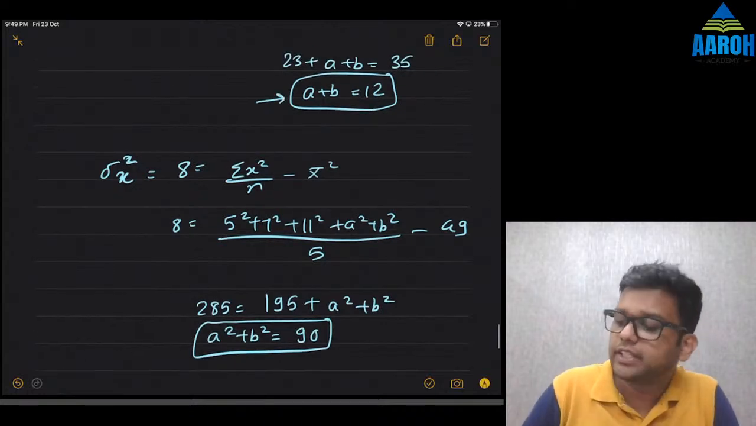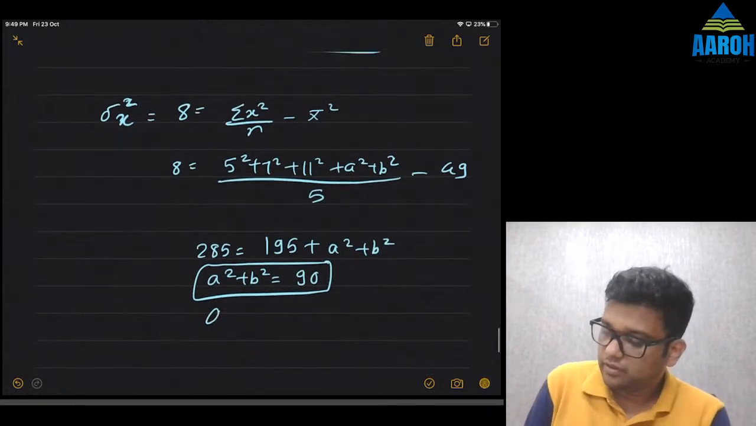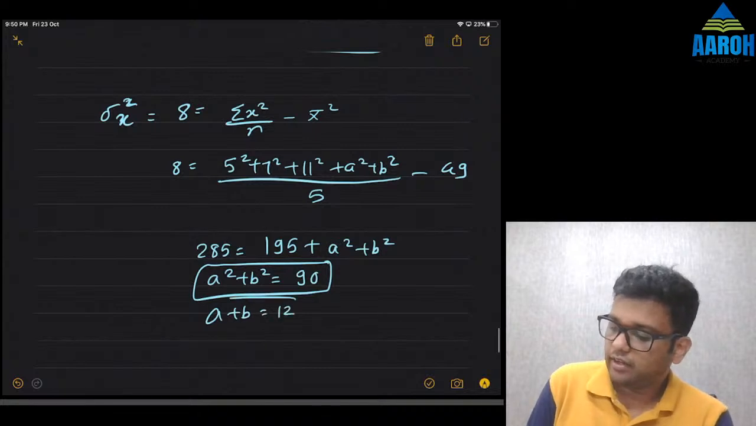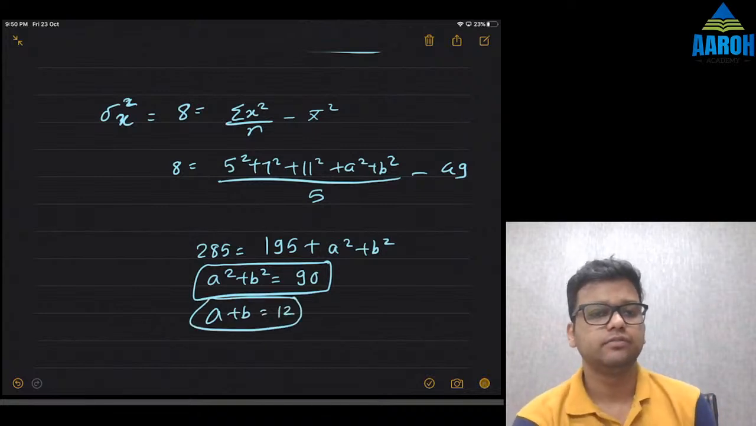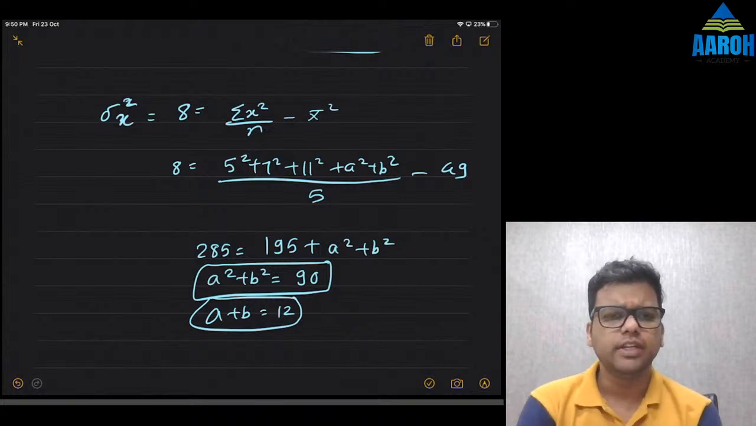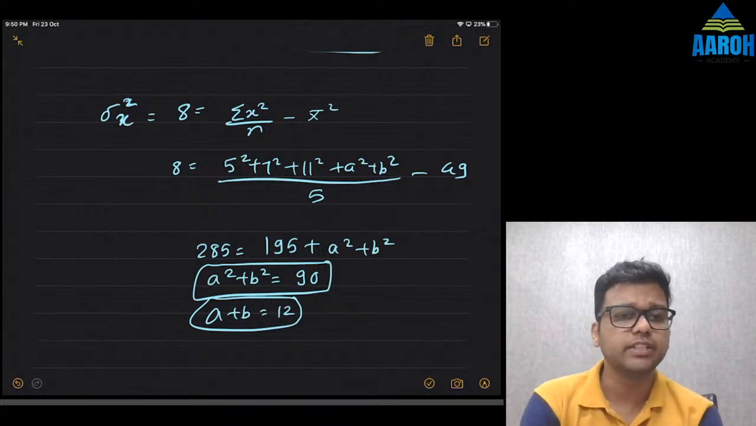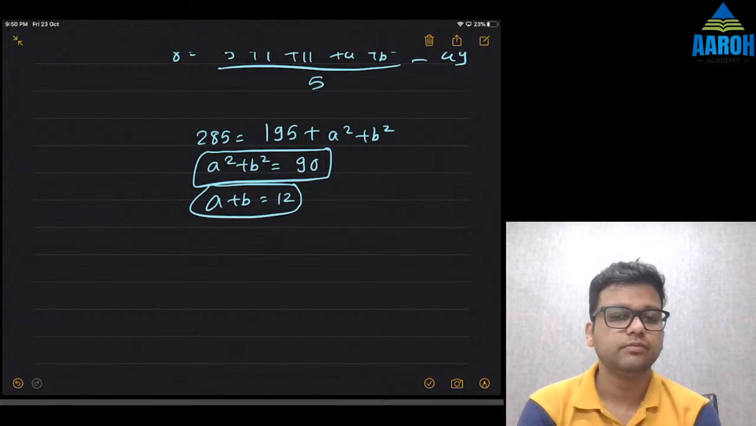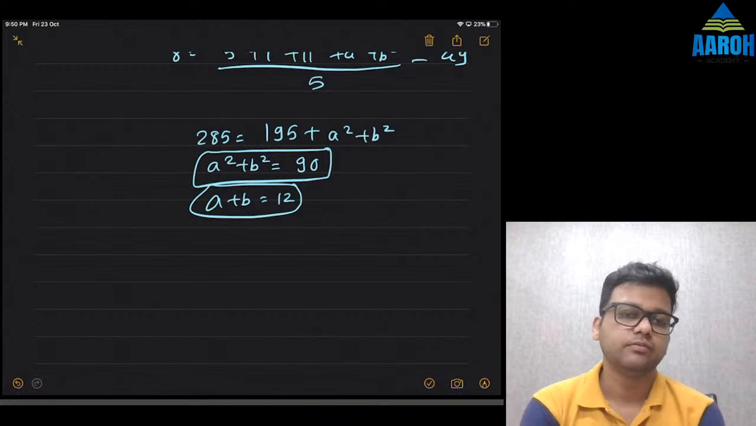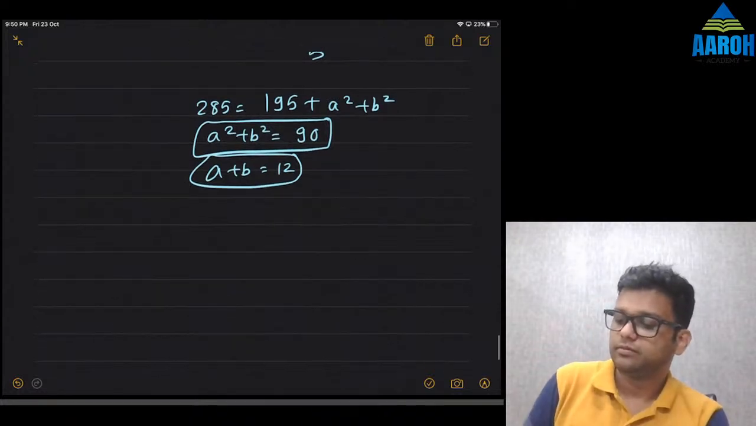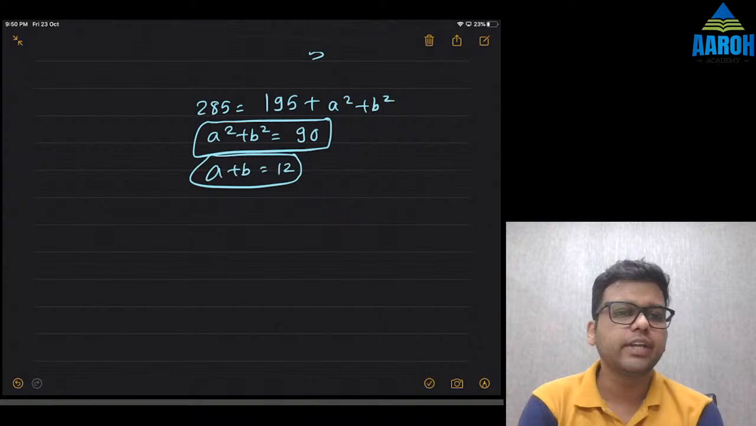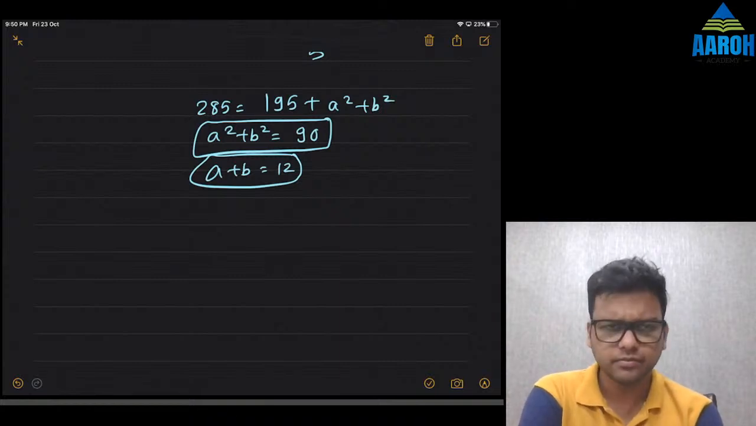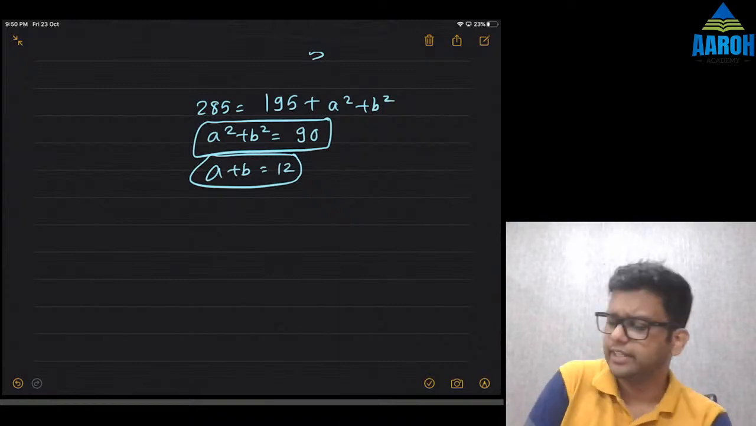That means we got 2 equations. A plus b is 12 and a square plus b square is 90. So what we can do is form a quadratic equation from this, right? We can try to form a quadratic equation from this. Or we can go by trial and error also. How trial and error? Understand?